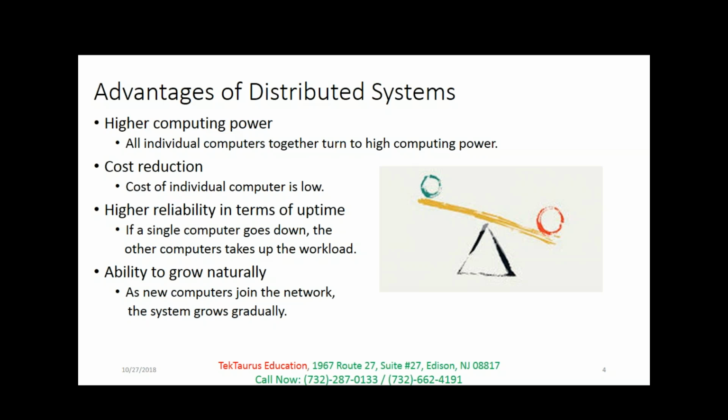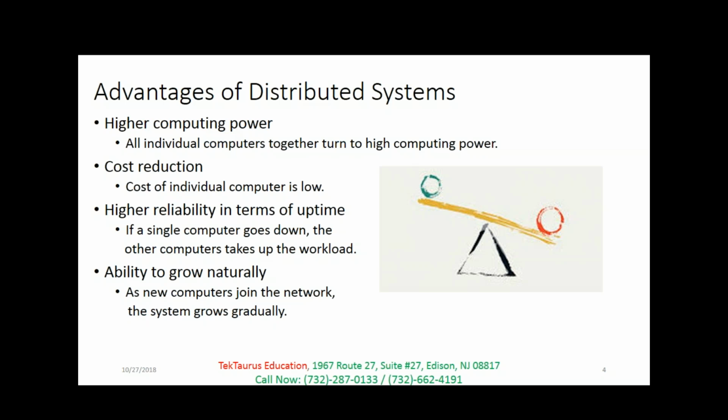The third thing is higher reliability in terms of uptime. If a single computer goes down, then the other computers can take up the workload. But if a central server goes down, which generally doesn't happen but it can, then the whole system will break down, because everything is dependent on the central system. So in terms of advantages, a distributed system provides this facility also.